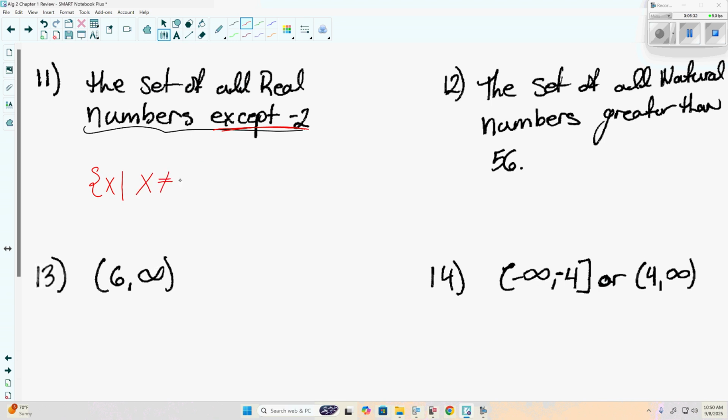So that's telling us x cannot equal negative 2. Because if we have except a number, we just say x is not equal to it. The set of all real numbers such that x is not equal to negative 2. It can be any number but negative 2.